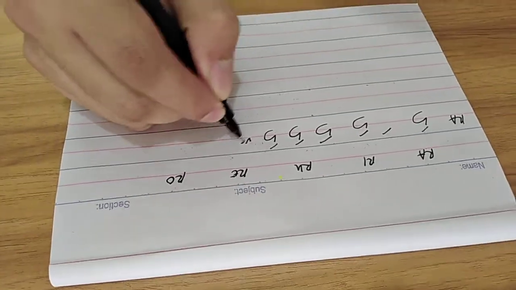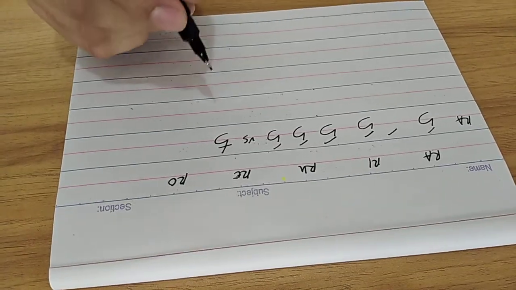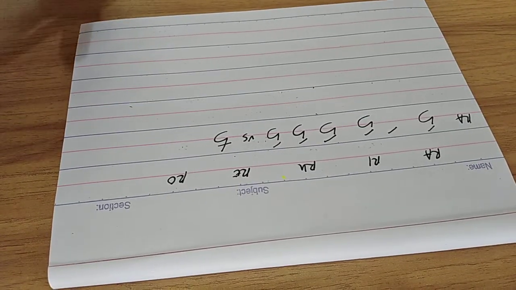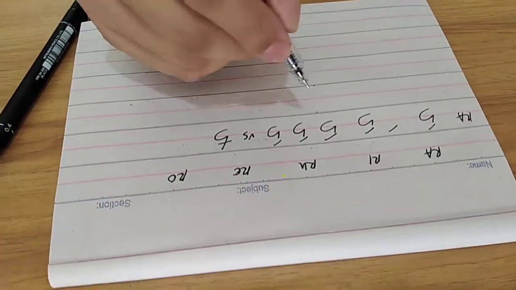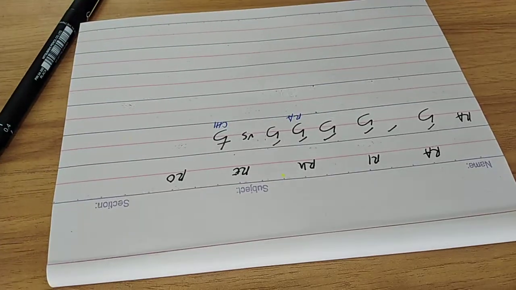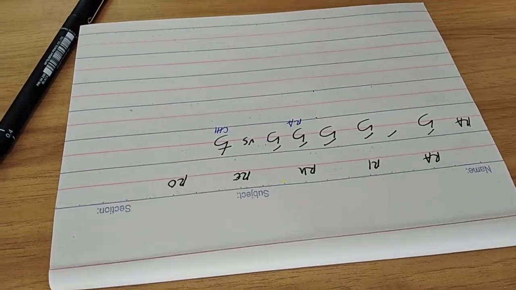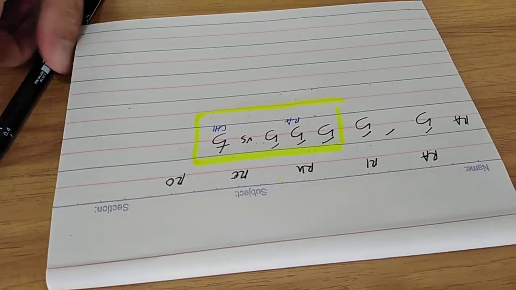So this is not to be confused with chi, right? So chi seemingly looks like number 5 pero hindi po siya number 5, no? So this is ra and this is chi. Magkaiba po yan. Okay, so let's highlight. Next, ri.